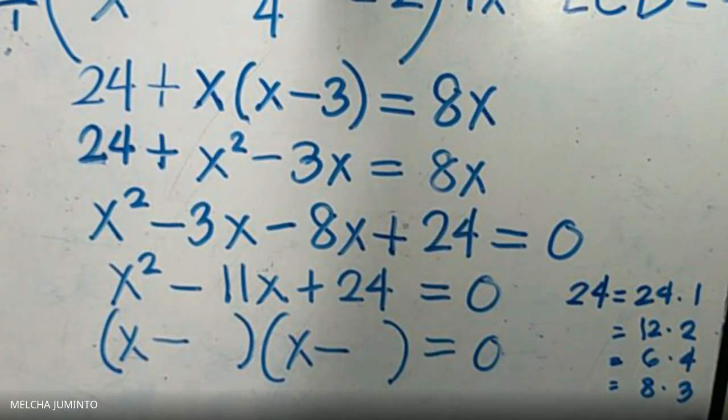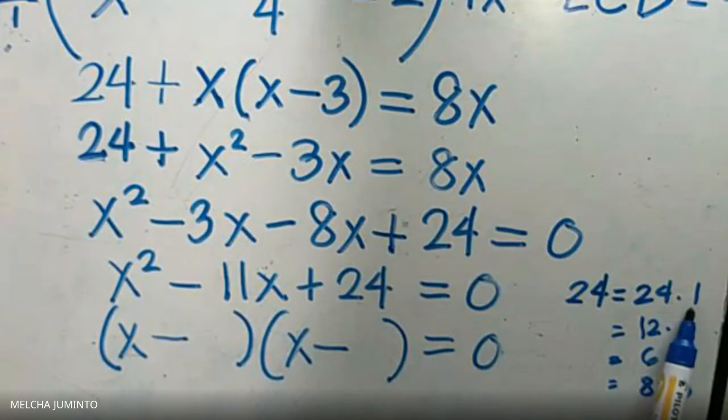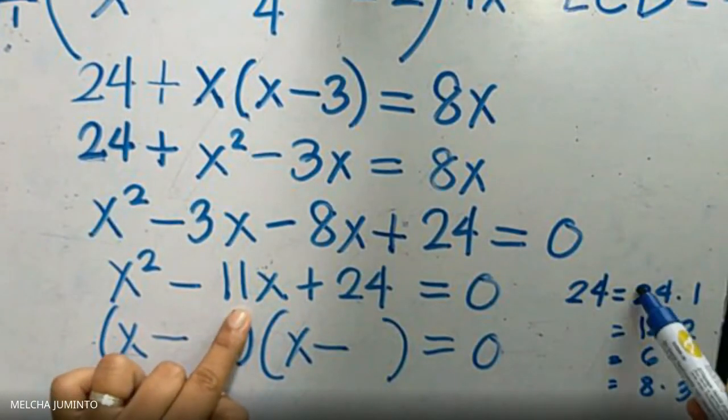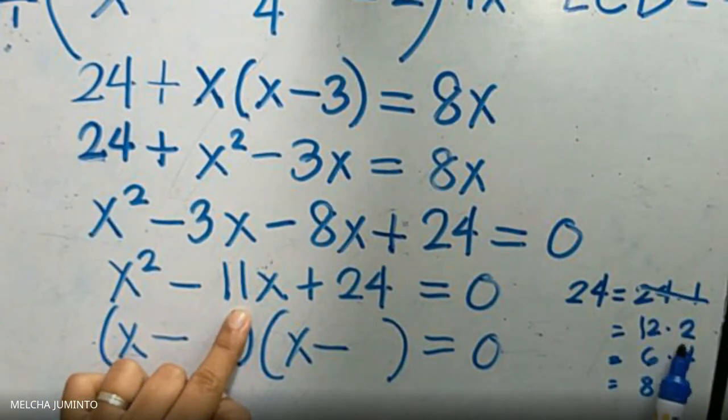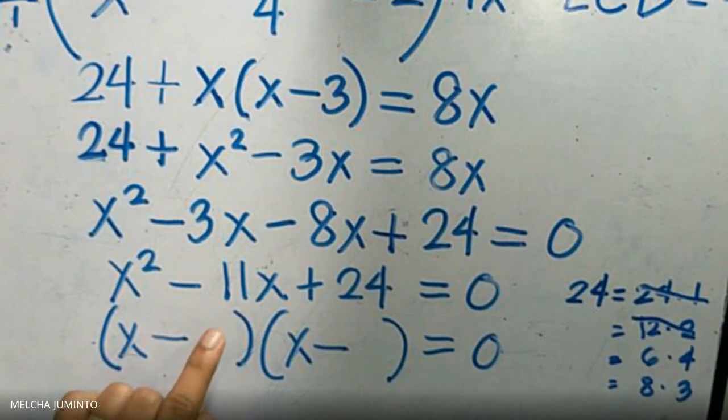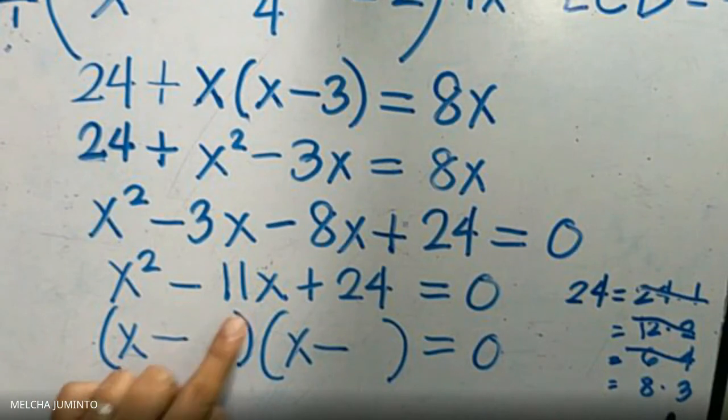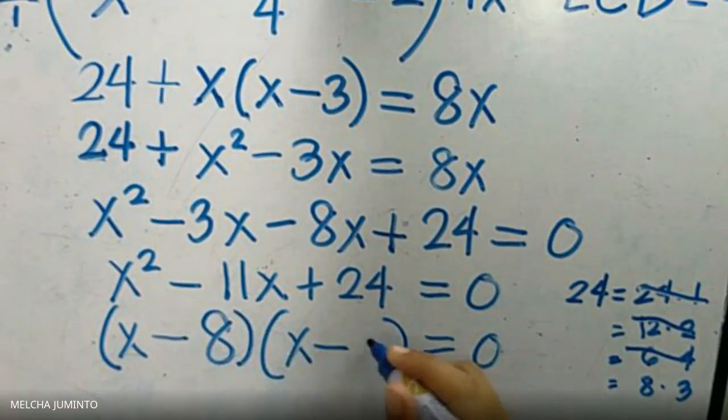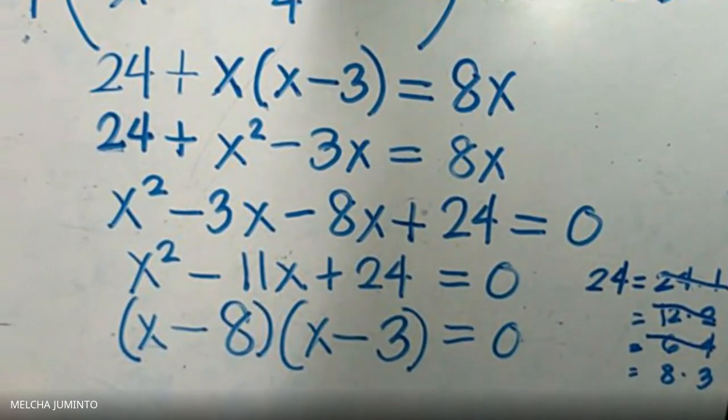Correct, Eliza, 8 times 3. 24 plus 1 is 25, not 11. So, cancel this out. 12 plus 2 is 14, not 11. 6 plus 4 is 10, not 11. Only 8 plus 3 will give us 11. Therefore, 8 and 3 are the correct numbers to be placed here.